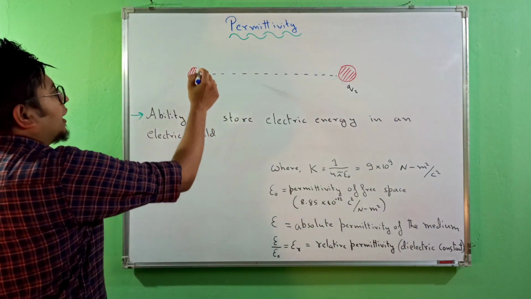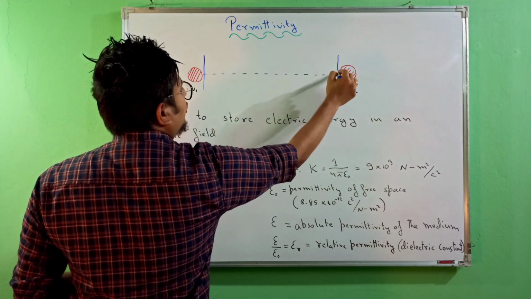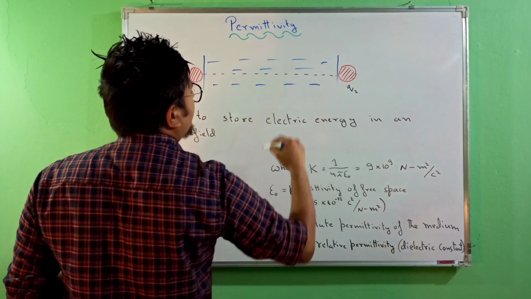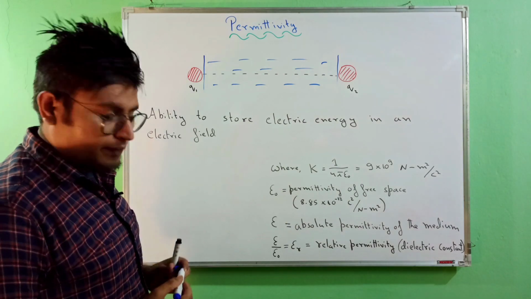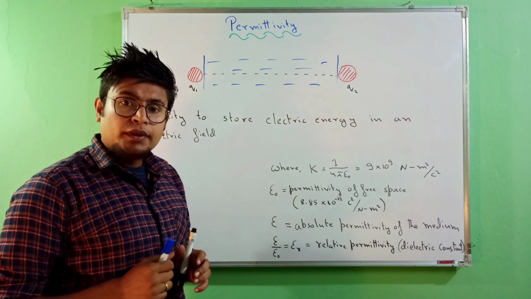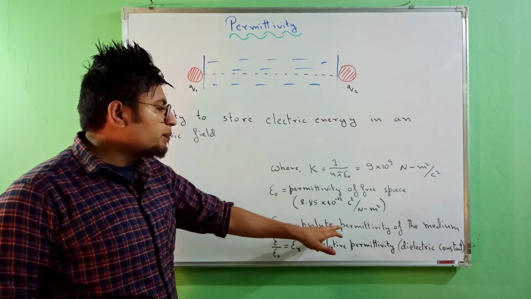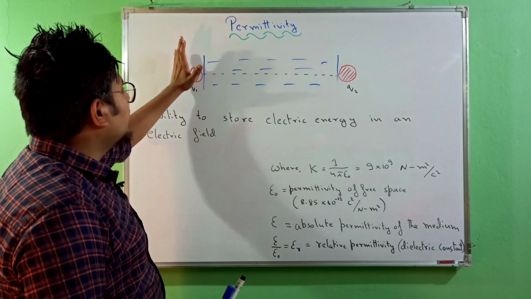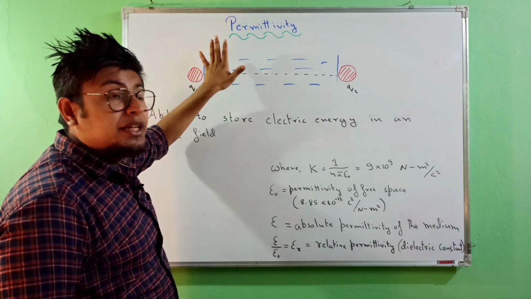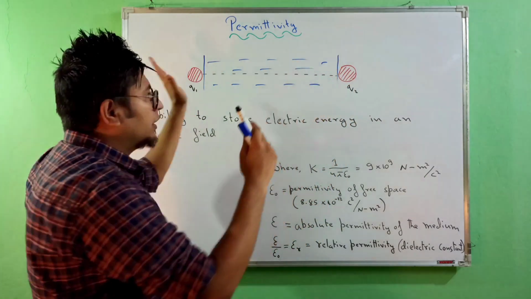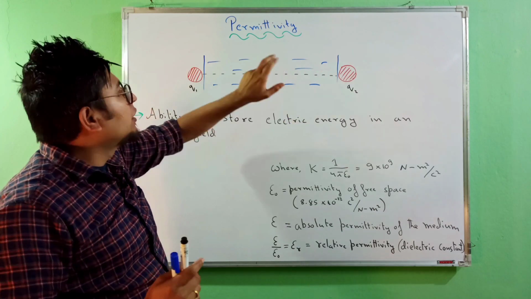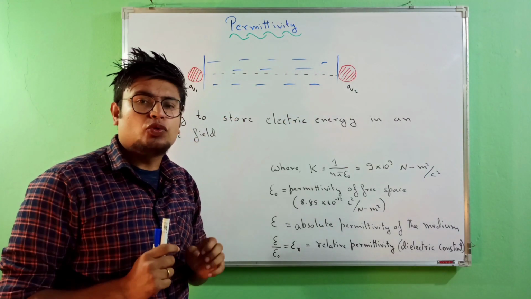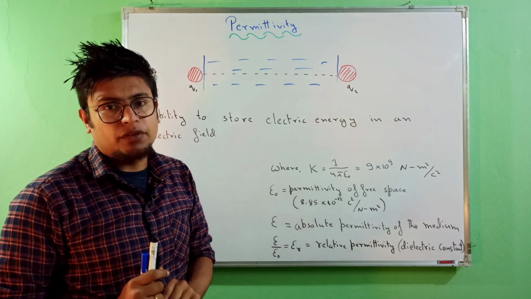Now suppose if I introduce some kind of medium out here in between them, consider water, just an example. Now I have introduced a medium. Okay, so absolute permittivity of the medium means, absolute permittivity is when you place a medium in between these two charges, interaction is going to take place. But now what is the amount of energy this medium is going to hold? That is the absolute permittivity of the medium.